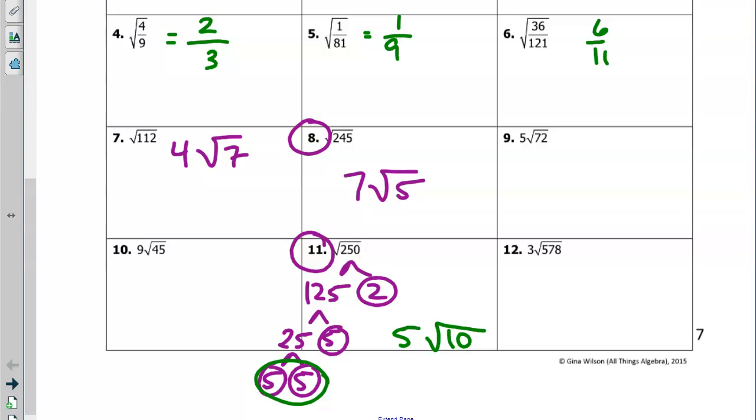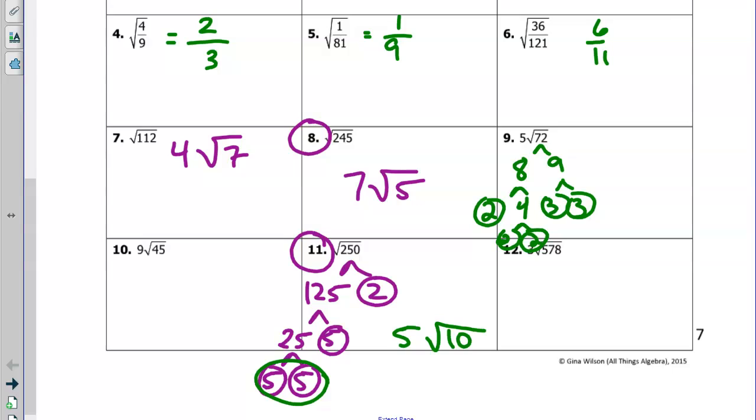Alright, so for number 9, you're going to do the same thing, but you multiply the 5 by whatever's on the outside of the square root of 72. So if we just focus on the 72, what can I break that down to? 8, 9, good. What can 9 break down to? 3, 3. Those are primes. 8 breaks down to? 4, 2. Very good, and then 4.